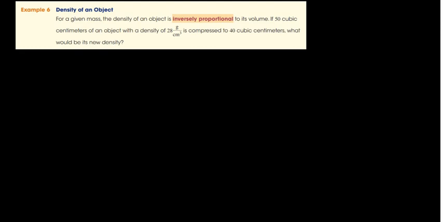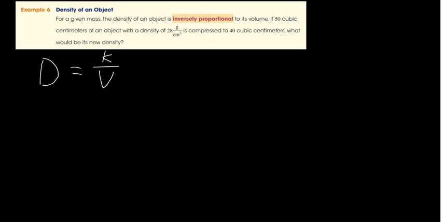For a given mass, the density of an object is inversely proportional to its volume, okay? So, for a given mass, the density, we're going to use D for density, of an object is inversely proportional, so we're going to say k over something, to its volume. Well, that's easy. It's going to be V. All right. Well, that's my equation. That's as hard as it gets.